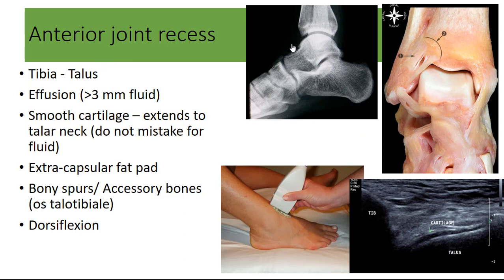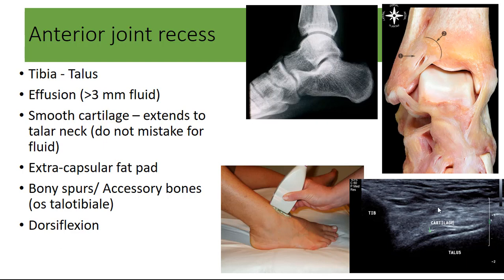We must look at the anterior joint recess, so it's important that we appreciate that anatomy. It's this area that sits in here between our tibia and our talus. So we can put the probe on in long axis here, get an image of the tibia and the talus, and we should see this cartilage that overlies the talus. If we angle upwards, we can sometimes see cartilage underlying the surface of the tibia as well.